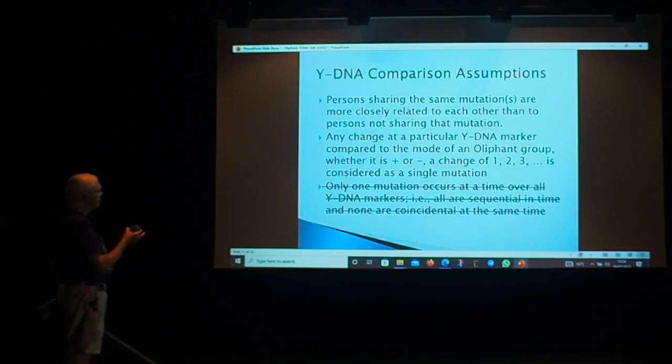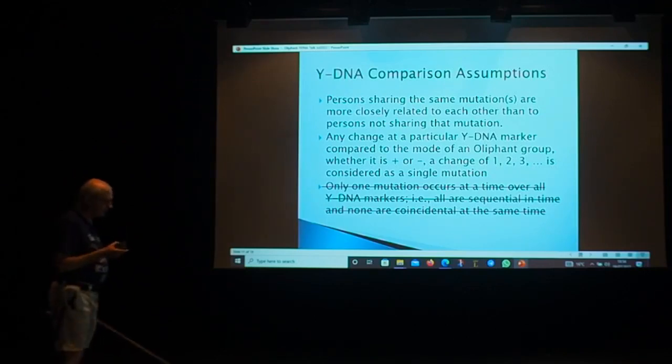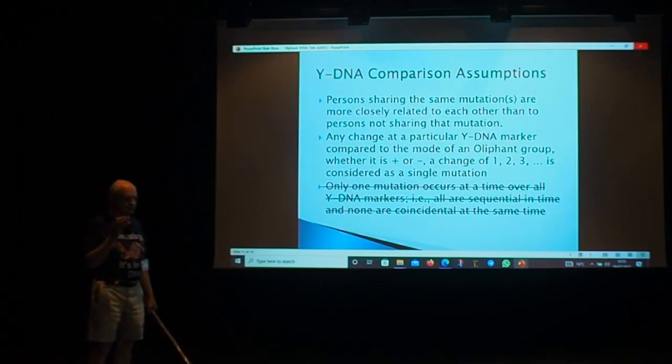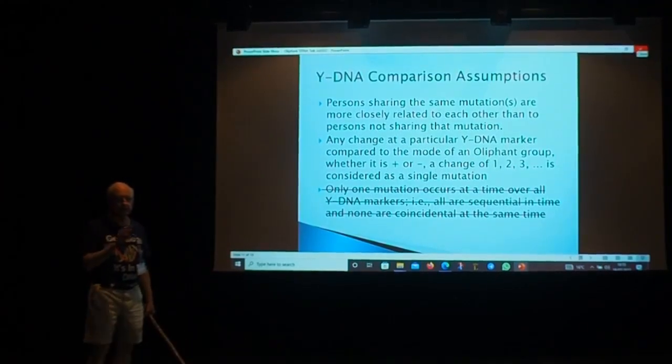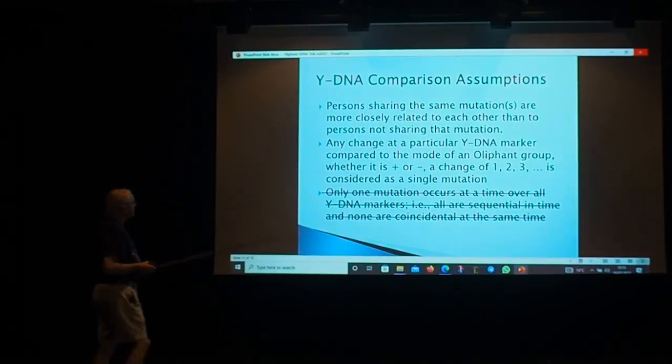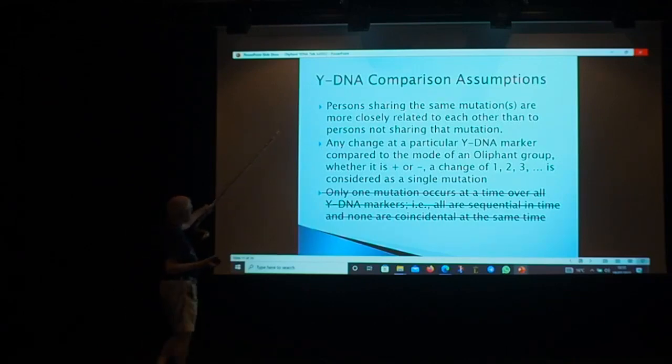This is the same chart I used four years ago. I wanted to figure out a way to graphically represent how people are related to each other within the various Oliphant groups and between the groups. My first assumption, and the most important one, is that people sharing the same mutation are more closely related to each other than to persons not sharing the same mutation.